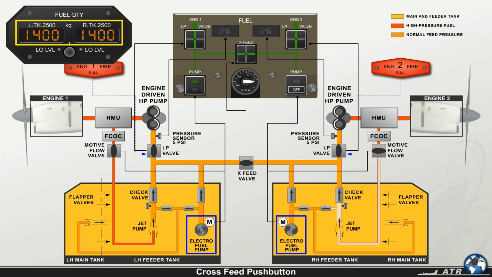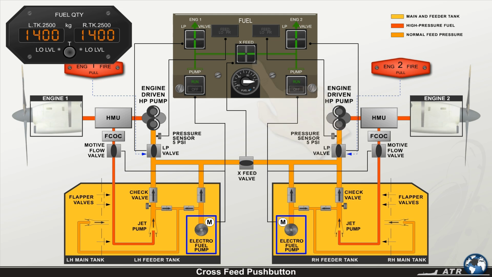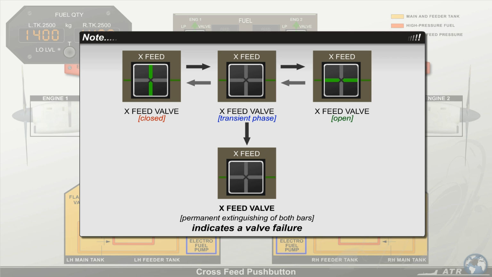When the asymmetrical feeding is completed, you switch on the right electrical fuel pump, observe both green run lights illuminated, and release the crossfeed push button. Observe that the green flow bar is now crossing the system flow line again. Note that in normal operation, the flow bar extinguishes during the transient phase of the valve. In case of permanent extinguishing of both bars and the crossfeed push button is observed, it indicates a valve failure.